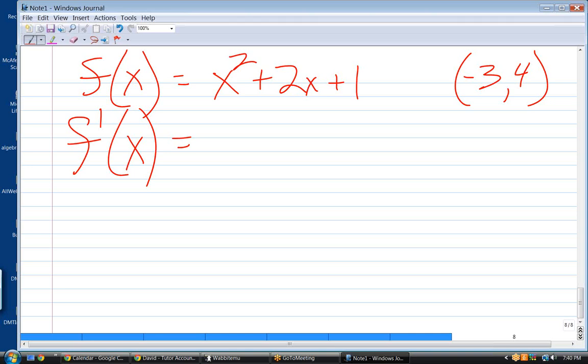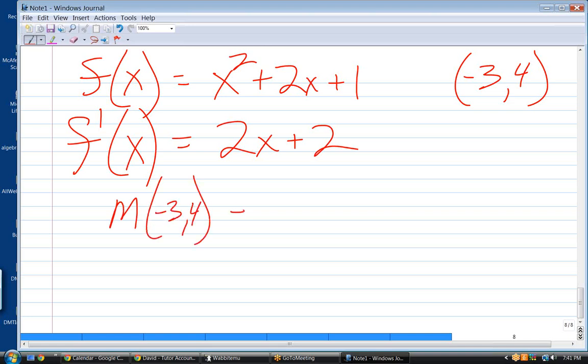Slope means first derivative. What's the first derivative of this? 2x. Plus? 0. Oh, this part right here. 2. In other words, whenever you have an x with a coefficient in front of it, the derivative is always the coefficient. Okay? So what is my slope, m, at minus 3, 4? Minus 4. Okay. Now use slope-point format to come up with the equation of this tangent line.